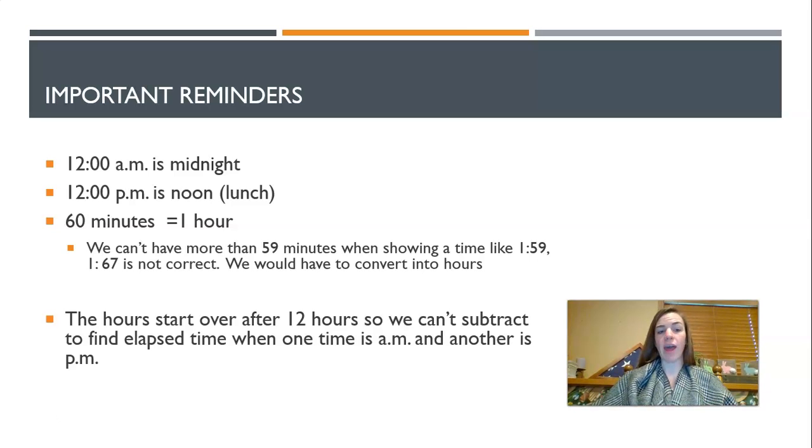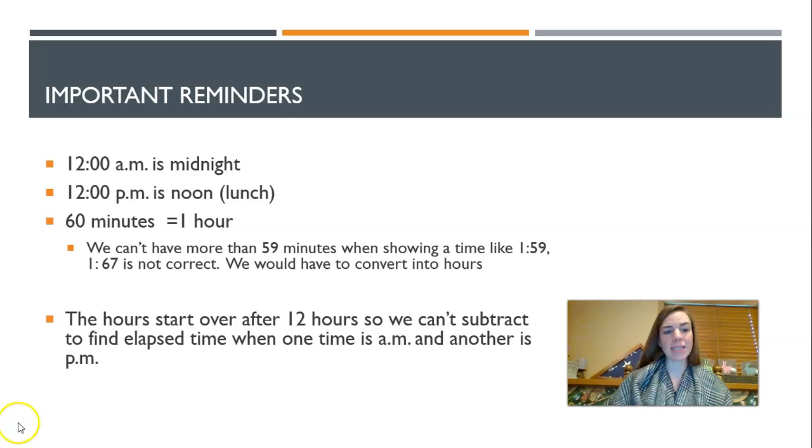Okay, so if I had 1:67, that's not correct because we can't have higher than 59 and then we'd have to start over at a new hour because we completed a new hour. So I'd have to convert it into hours and minutes. So I'd take the 67 minutes, I'd take out that 60 minutes for another hour, and then I'd have 7 minutes left over. 2:07 would be our time. All right, and that's really important when we're talking about elapsed time, when we're adding all of these chunks of time together to know how much time exactly passed.